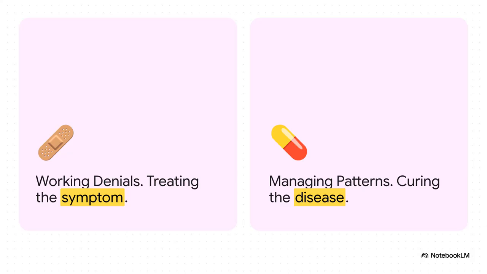Working individual denials without zooming out to look at the broader pattern, it's exactly like putting a tiny bucket under a gaping hole in your roof instead of actually patching the hole. Your team is running around frantically emptying buckets all day long. They look busy. They are incredibly busy. But the roof is still leaking. Simply touching single claims is just treating the symptom. Managing the pattern, that is how you cure the disease.